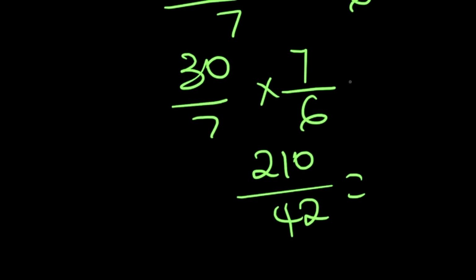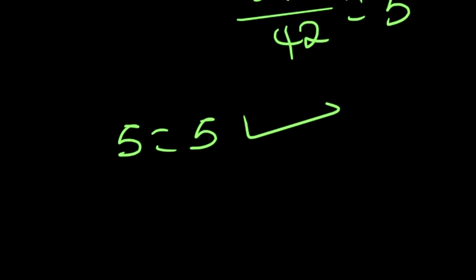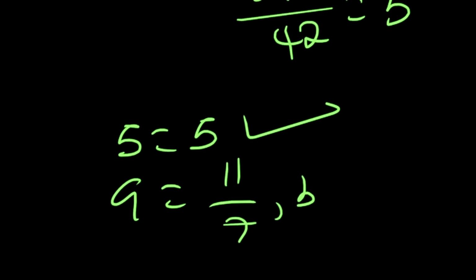So let's see if this equals 5. Now 210 divided by 42 is equal to 5. So this equals 5. And therefore, 5 equals 5. And that means that truly A is equal to 11 over 7, and then B is equal to 6 over 7.